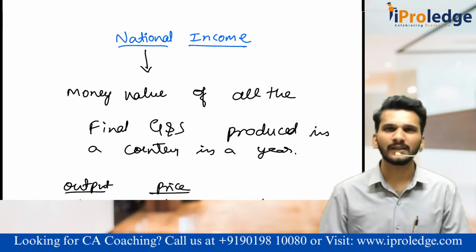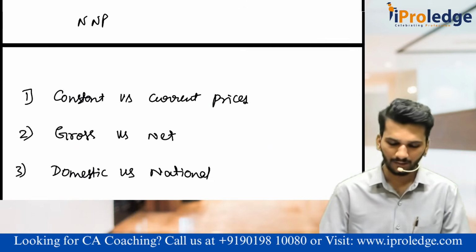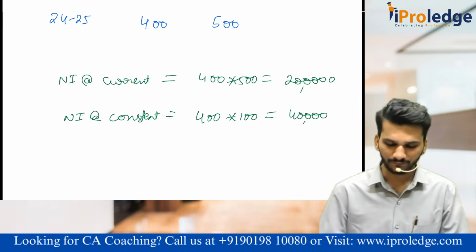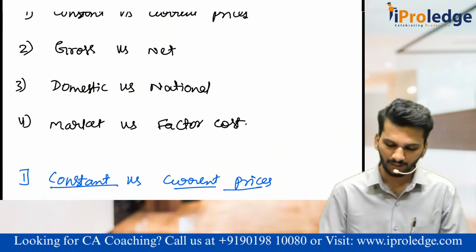The constant prices does not contain the inflation. That is why we call it what? National income. Is it real or nominal? Anybody? Pause the video and think. The constant prices is also called as what? Is it real or nominal? And current prices is called as what? Is it again real or nominal?